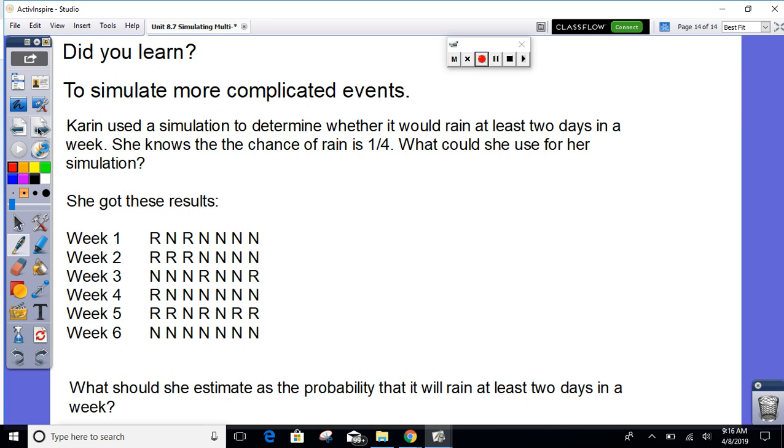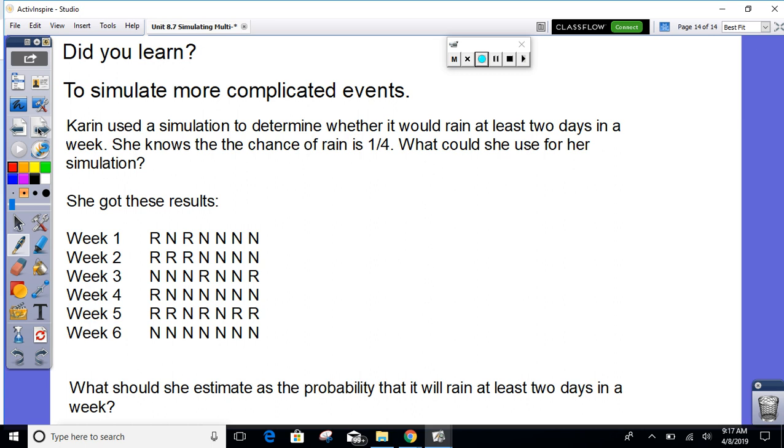Chris, what do you think? I don't know. Well, let me ask you this, Chris. Did it rain at least 2 days in this week? Yes. How about this one? Yes. How about this one? No. How about this one? Yes. How about this one? No. So in how many weeks did it rain at least 2 days? 4 out of 6.